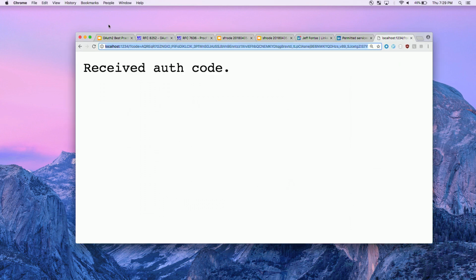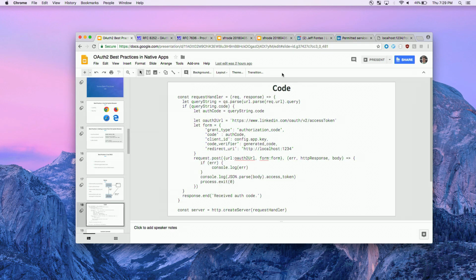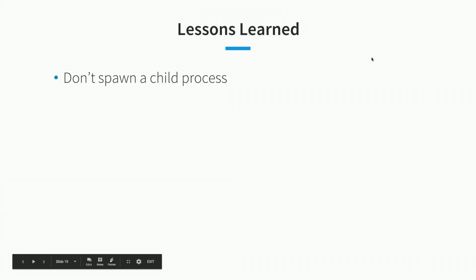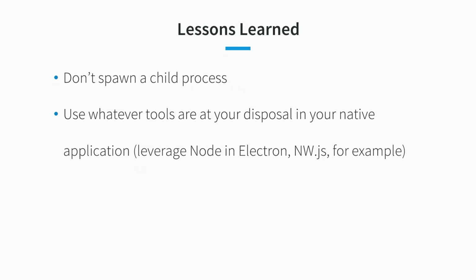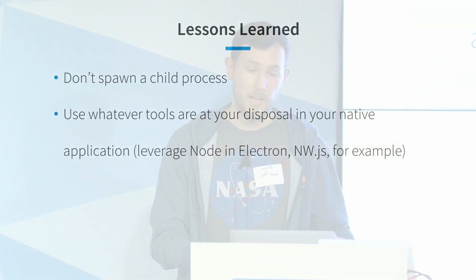I'll show you some lessons learned about this approach. All right, so the first lesson learned is don't spawn a child process. This is a lot of extra work and overhead that you really don't need. In that same vein, use whatever tools are at your disposal in your native application. So if you're using Electron or Node WebKit, use Node within Node WebKit and just listen locally there. If you're building a Java app, listen with Java. In this case, I should have listened with Python.